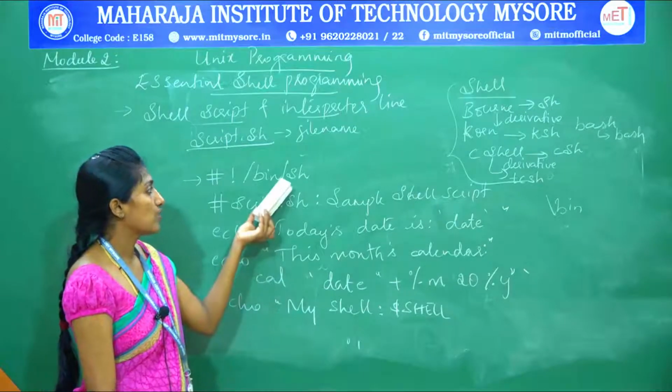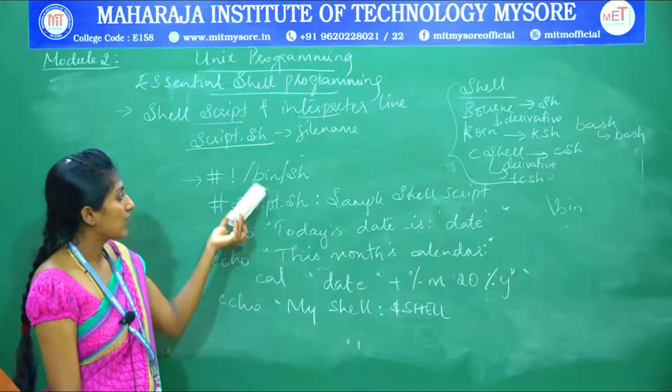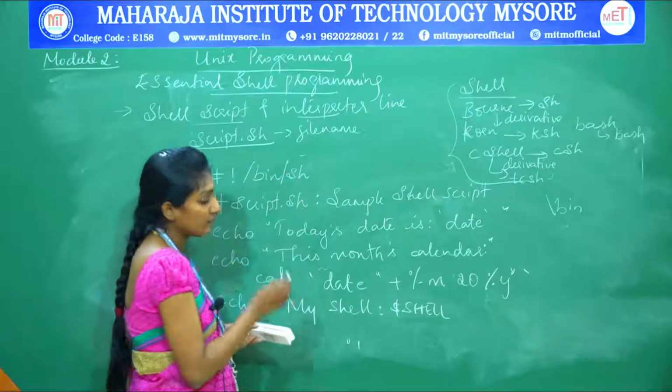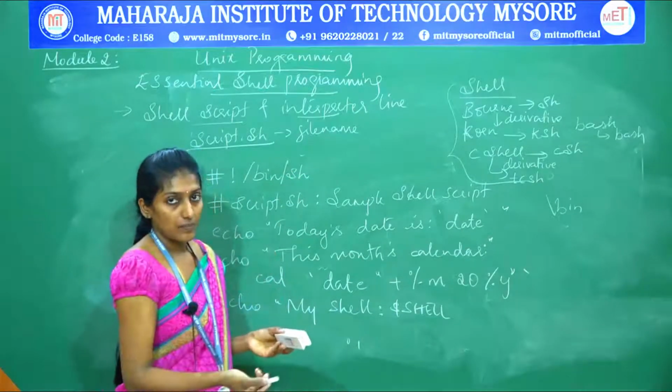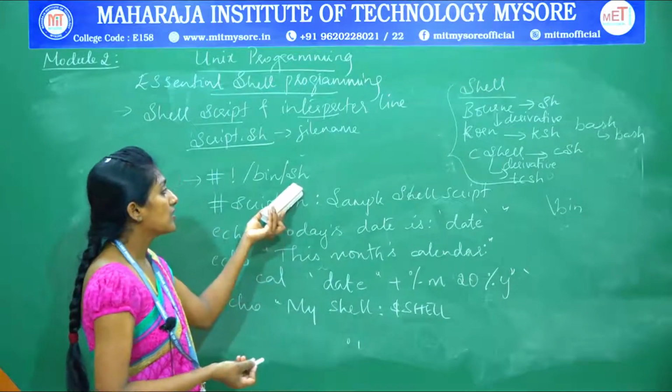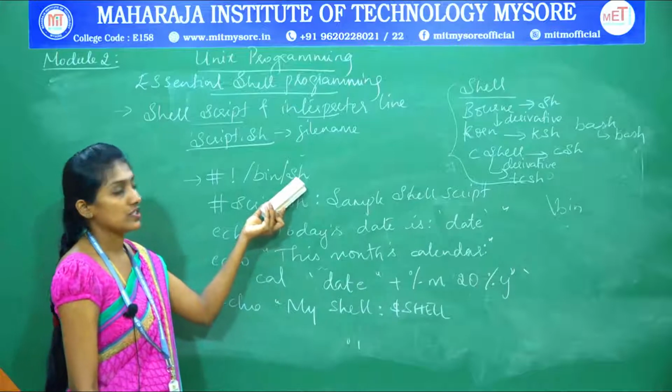But usually we go with this Bourne shell itself, so I have given sh. You can give ksh also if the shell prompt you are using is of the Korn shell. But as of now, here we are using the sh, that is the Bourne shell.